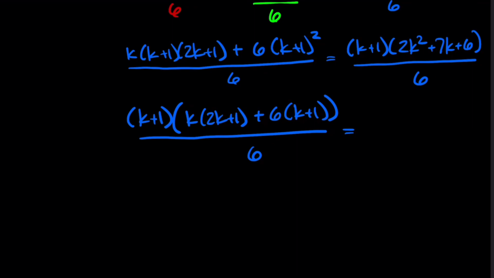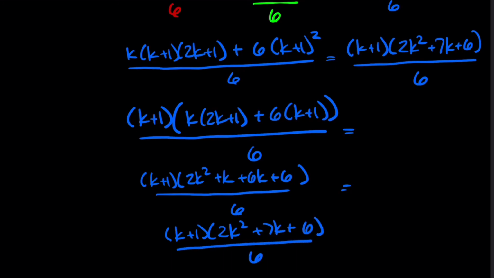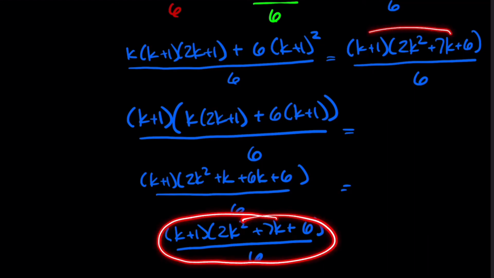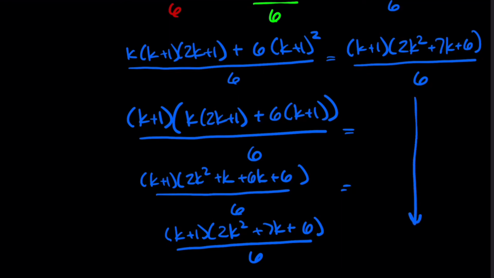So I'm just going to distribute, but first, yes, you have to write all this stuff out every time. So let's distribute here. That gives me 2k squared plus k plus 6k plus 6. And lastly, combine like terms. So I get k plus 1 times 2k squared plus 7k plus 6 all over 6. And now you can compare. This expression and that expression are equal, so you've proven that identity.